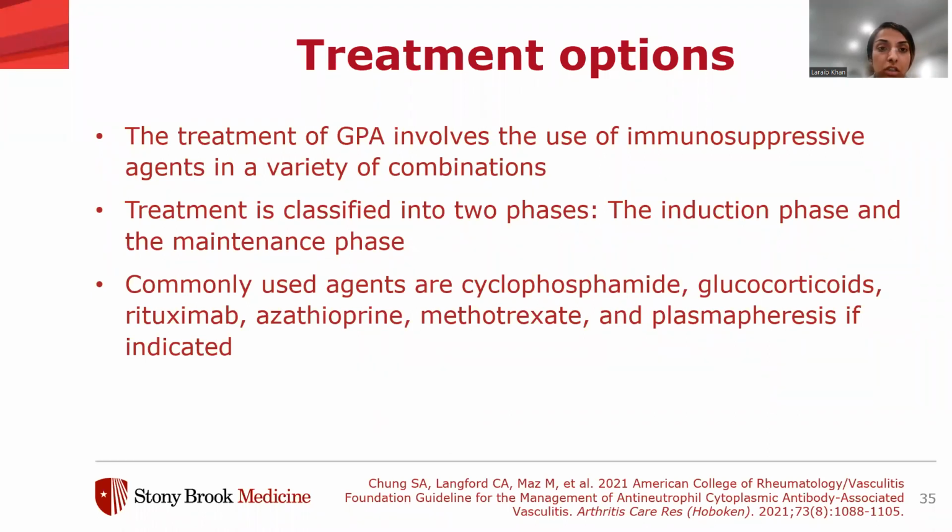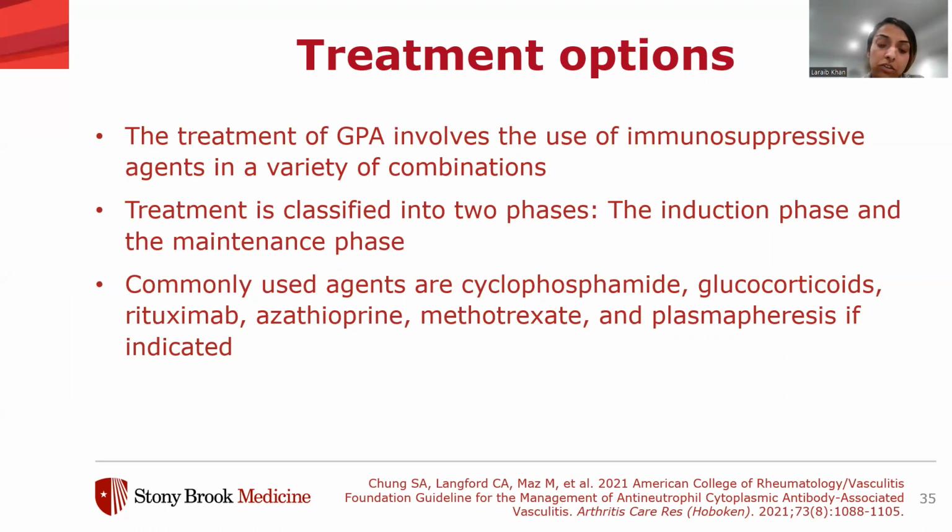So that's when the induction phase is given for a period of time and the patient is responding well to it. Then you can switch them to the maintenance phase. Commonly used agents in treatment of GPA are cyclophosphamide, rituximab, methotrexate, glucocorticoids, and plasmapheresis if indicated. First, we're going to jump into the treatment options in terms of induction phase and maintenance phase.